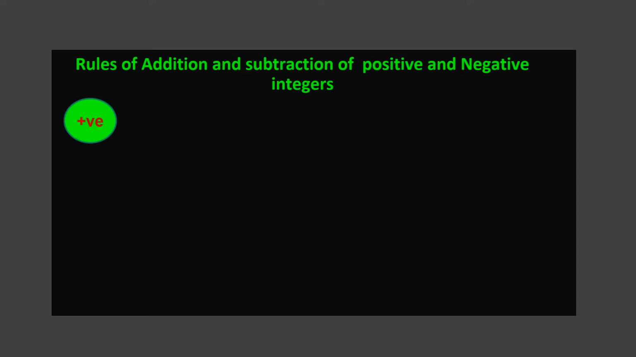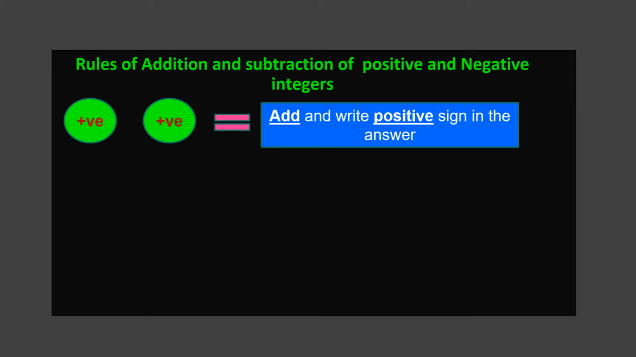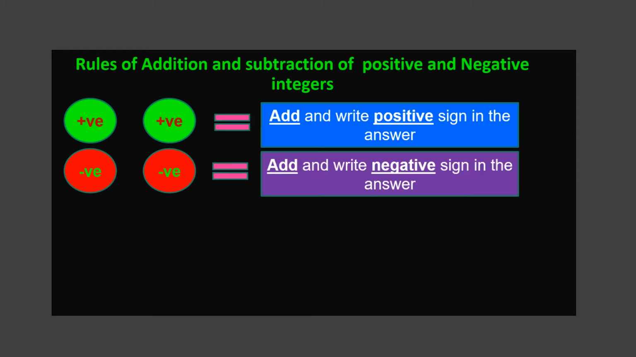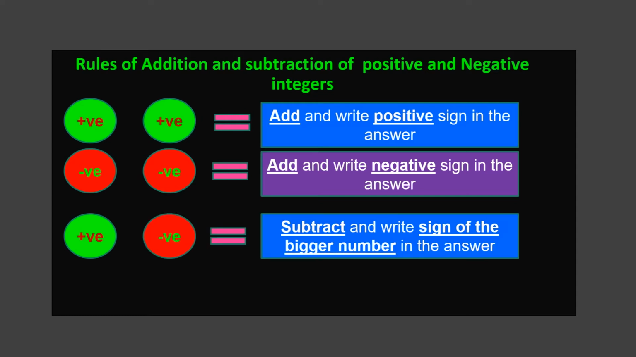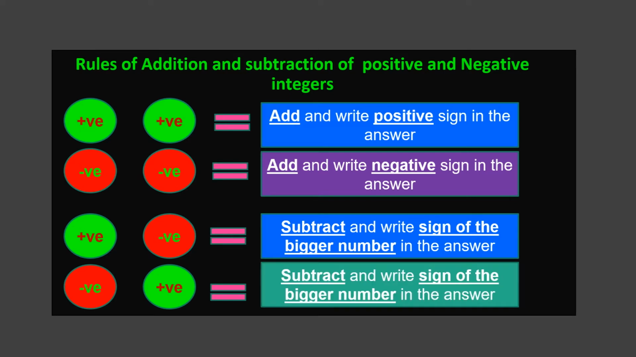If you have a positive and positive, you are going to add and write a positive sign in the answer. If you have a negative and negative, you are going to add and write a negative sign in the answer. If you have a positive and negative, you are going to subtract and write the sign of the bigger number in the answer. Similarly, if you have a negative and positive, you will be subtracting and writing the sign of the bigger number in the answer.